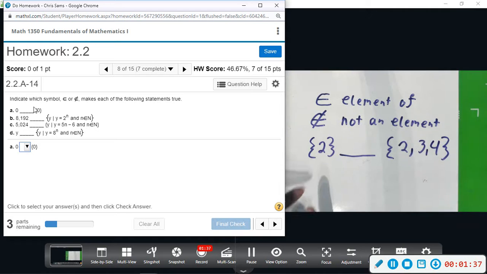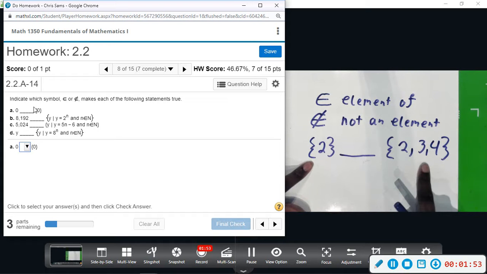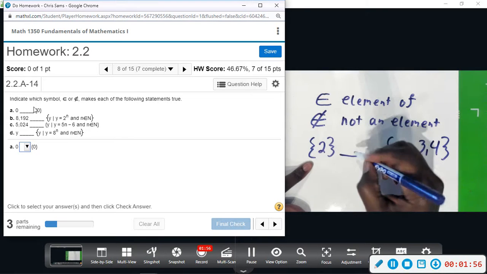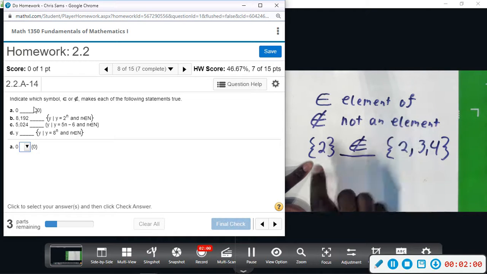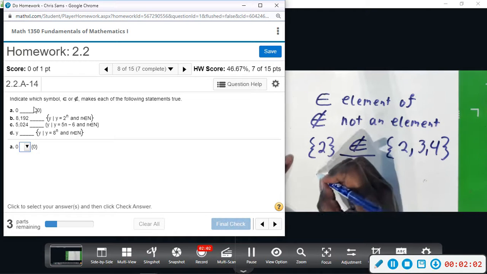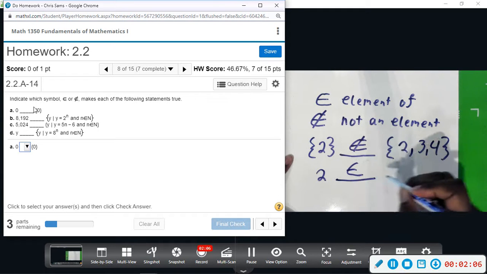Okay, here's the problem. Because 2 is in brackets, this is its own set. A set is not an element of a set. A set is a set. 2 is an element of the set, but the set consisting of 2 is not in here. So this would not be an element if I wrote it like this. Then it is.